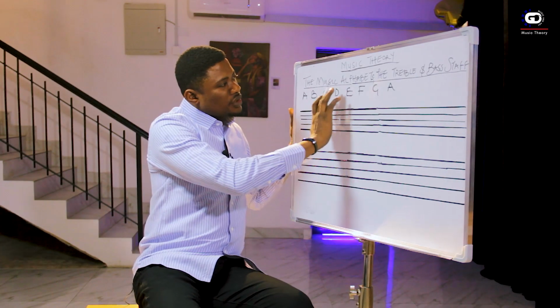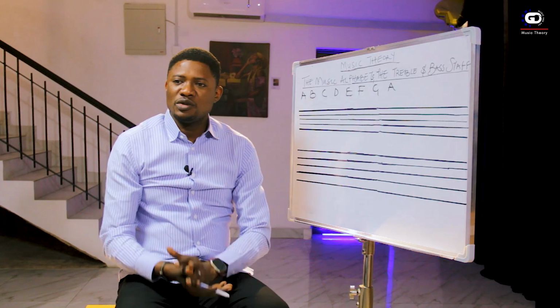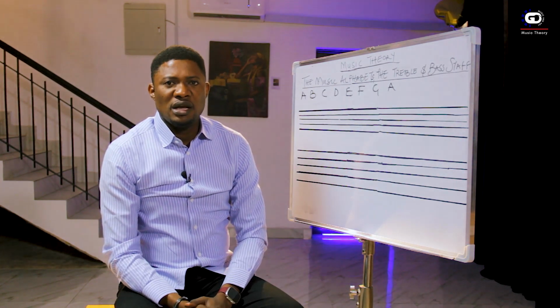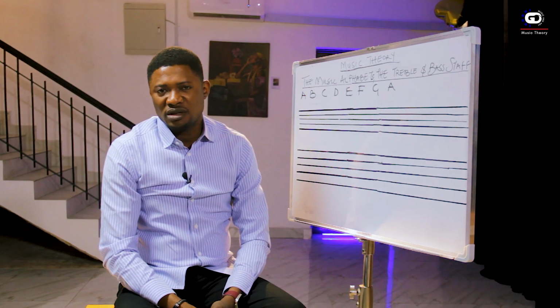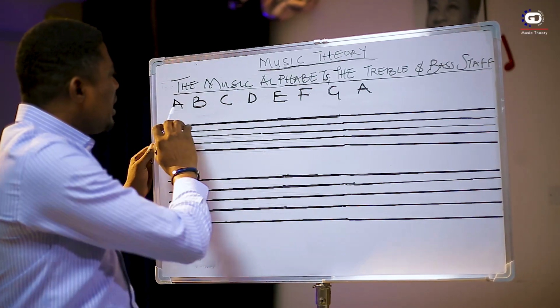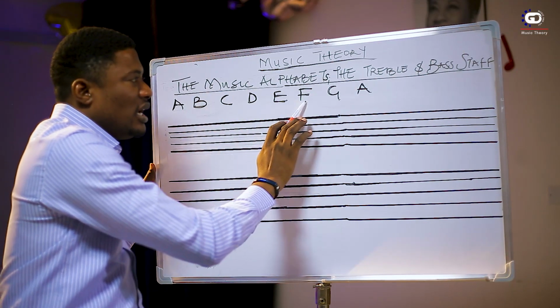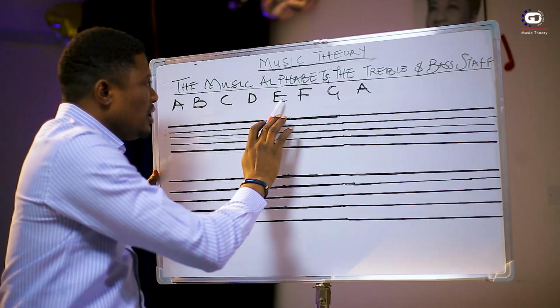Let's talk about the music alphabets. In the English language, we have A to Z, which are 26 alphabets. Out of the 26 alphabets, we use the first 7 in music. So we use the first 7 alphabets, which are A, B, C, D, E, F, and G.